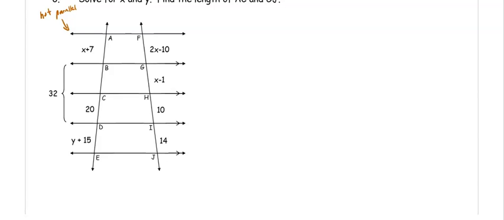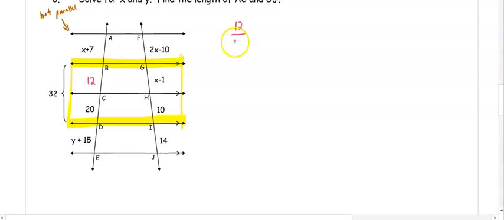So if I want to solve for x, I can look at this middle section here, and I see that the whole length is 32, one part is 20, so when I subtract, I get 12. Now I can use that to set up a proportion here to solve for x. We have 12 over 20 equals x minus 1 over 10.